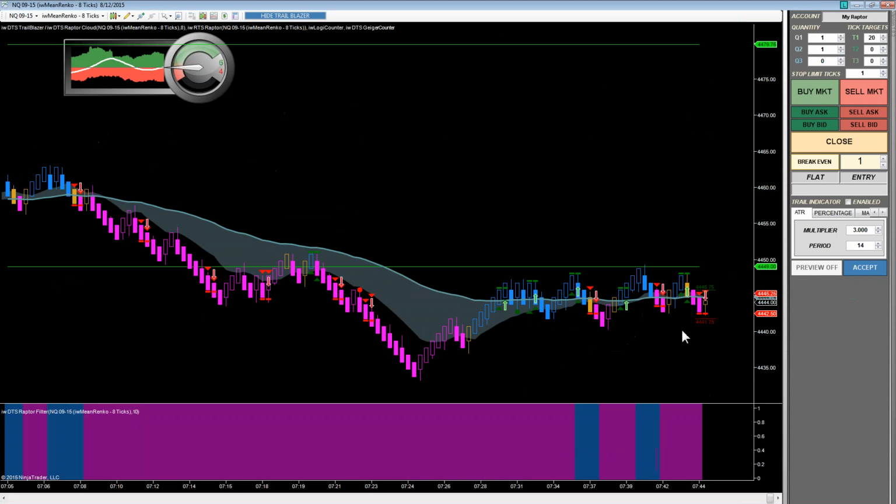Here's the Raptor. Producing a little bit of a sell signal here. We're making lower highs. That's encouraging, but at the same time, we're kind of making higher lows. Nothing I want to get too excited about. Yeah, like John says, chop. Chop, chop, chop.